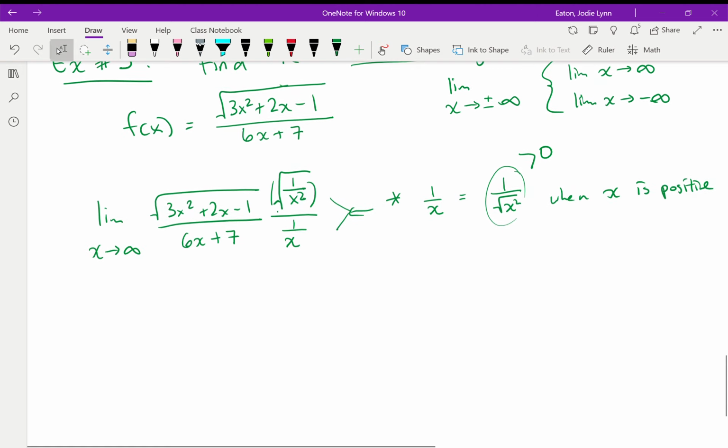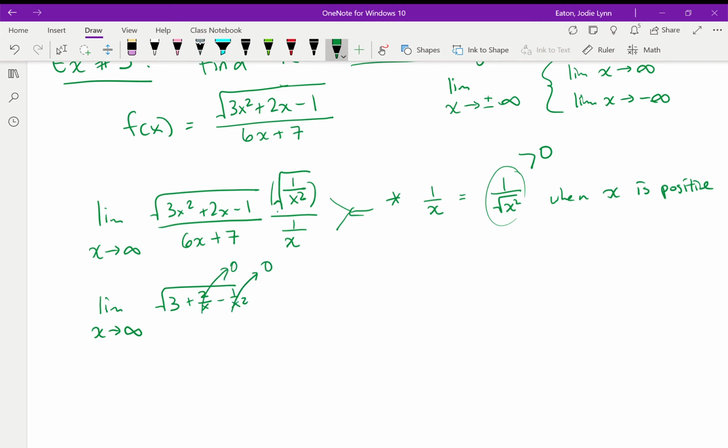So once I've done this, this is the same as the limit as x approaches infinity of radical 3 plus 2 over x minus 1 over x squared. Radical of something that goes to 0 is still going to be going to 0. In the denominator, we get 6 plus 7 over x. This is also going to head to 0. So this limit is equal to radical 3 over 6.